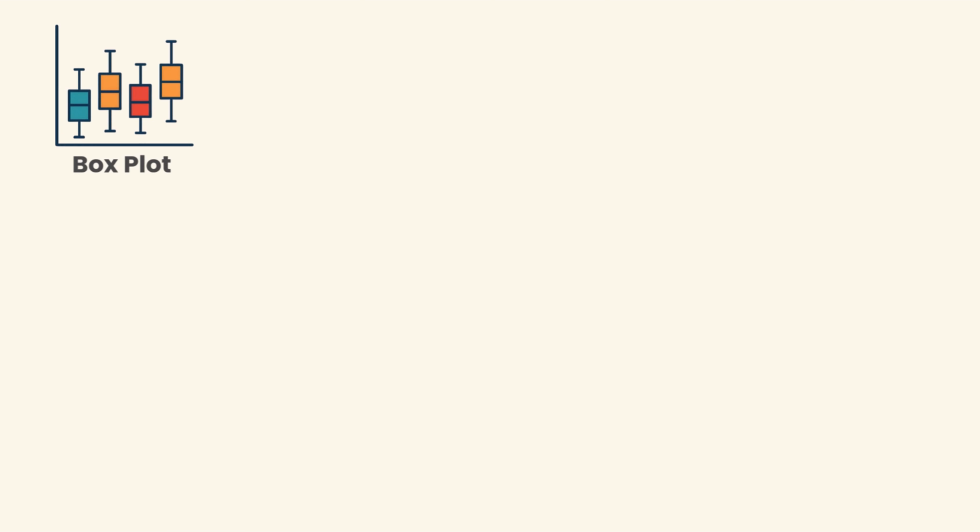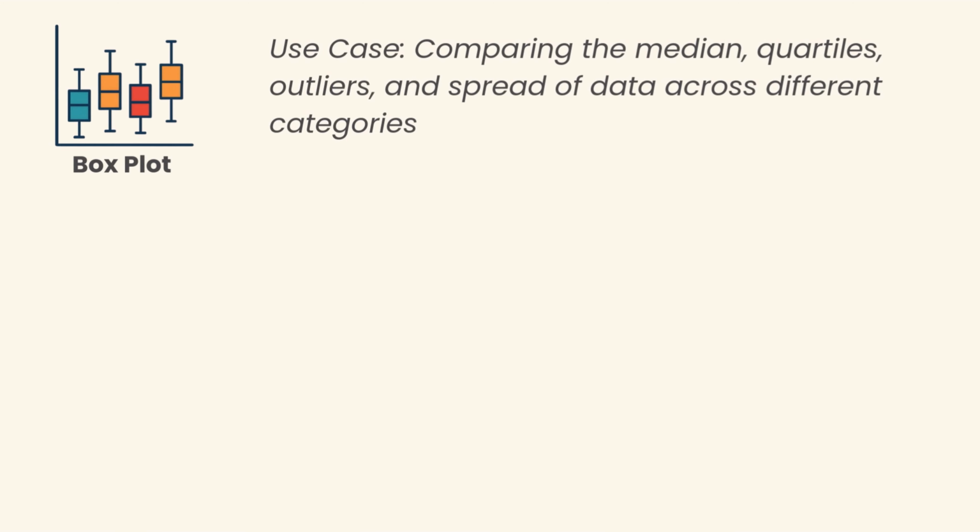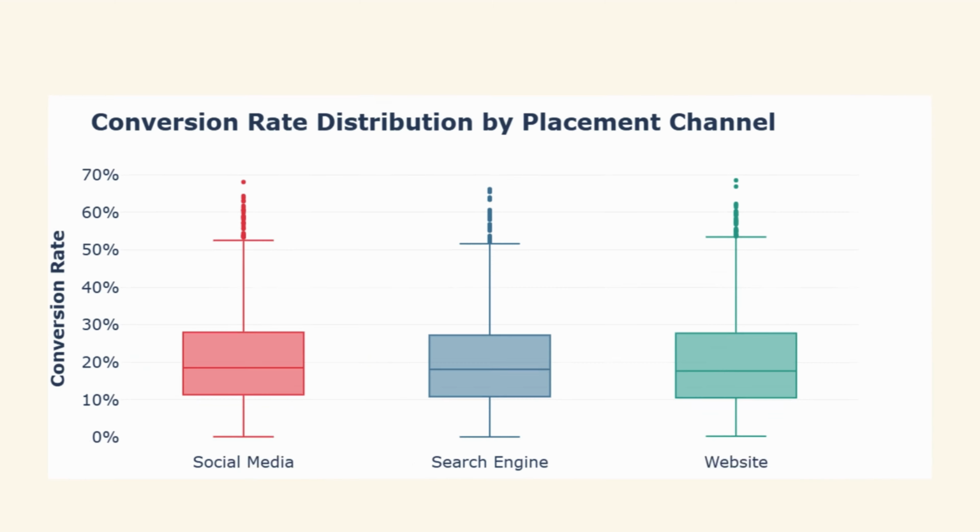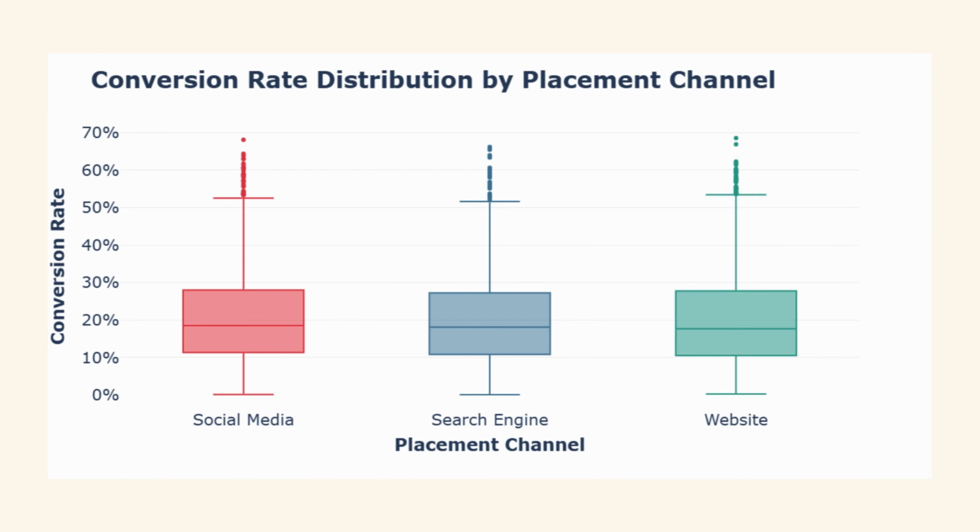Now it's time for a speed round of bonus charts. The charts that I've already mentioned are the ones that you'll use the most when you're analyzing data, but you may see the following charts as well. The first is a box plot. This is useful for comparing the median, quartiles, outliers, and spread of data across different categories. For example, this would be a good chart type to use to visualize average conversion rates across different placements.